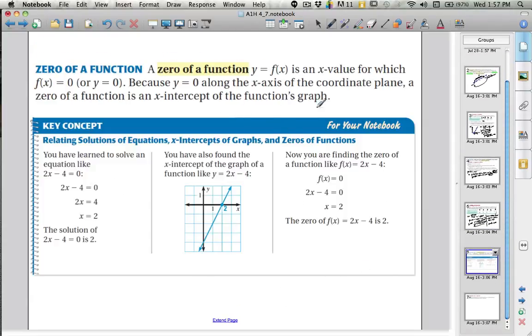Okay. Another example, or a little more information talking about the zero of a function. A zero of a function is a value of x for which the output y is 0. It's also the x-intercept, right? Anytime my y value is equal to 0, I'm going to hit the x-axis, so it's the x-intercept.